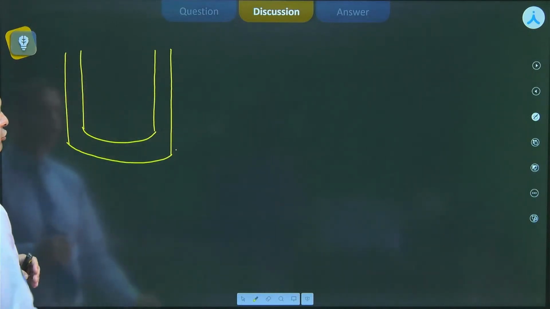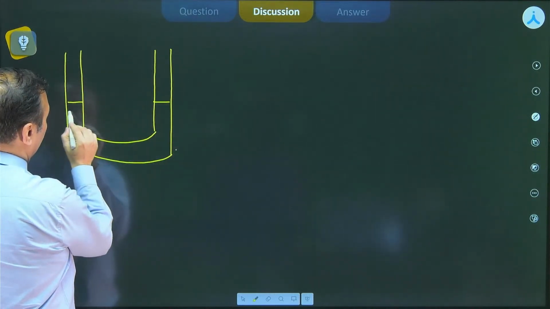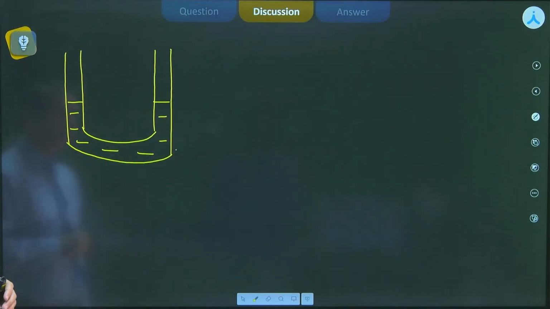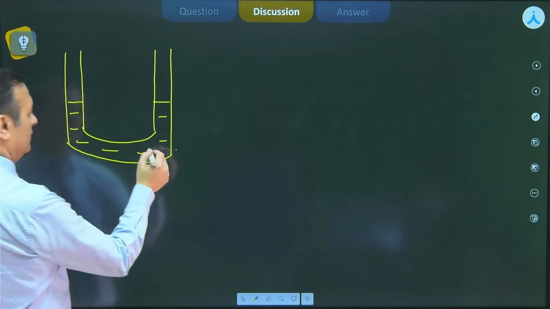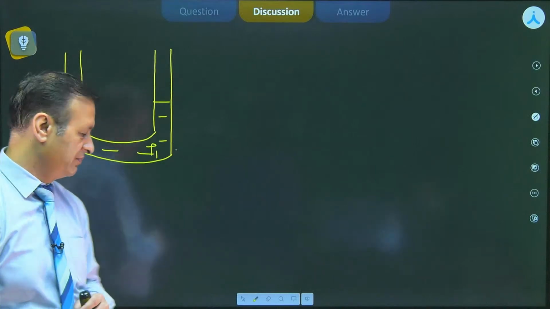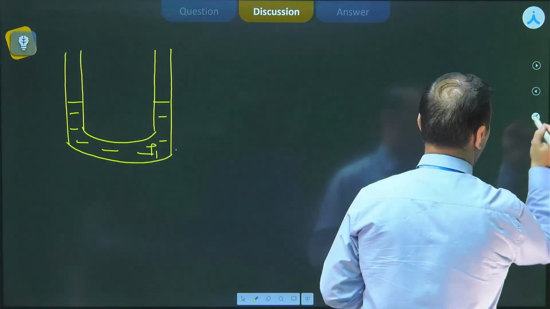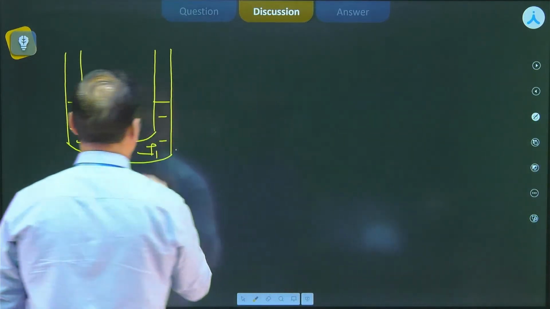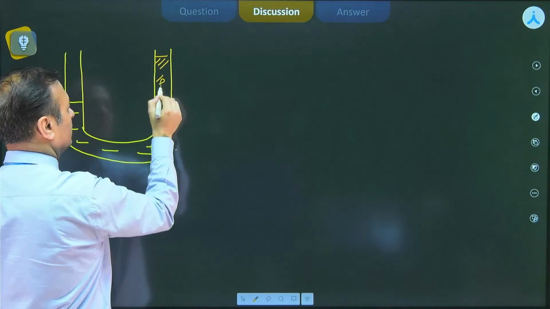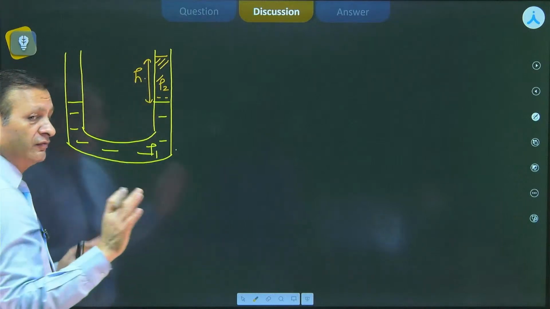Got it? So let's suppose we have some type of liquid. Let's label this liquid as density rho 1. It may be mercury or it may be anything. Now what you do is you simply pour another type of liquid of density rho 2, height h, in one of the columns.